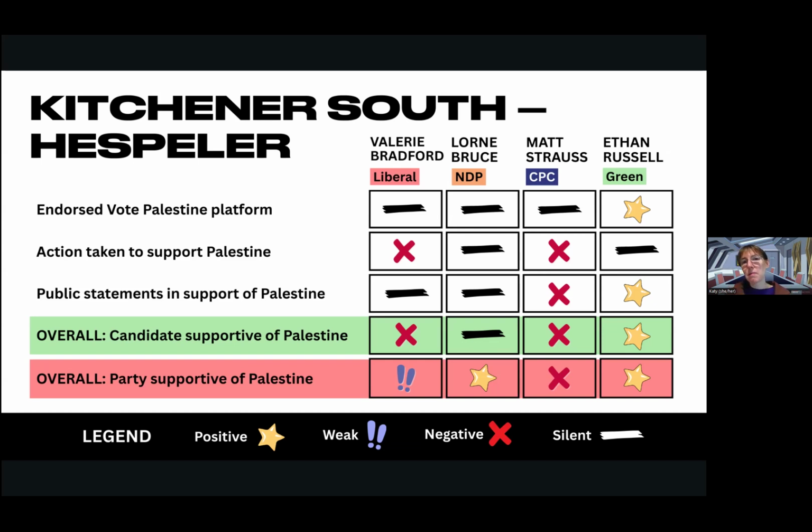So the amendment that I'm going to make to this is that Lauren Bruce has made positive public statements in support of Palestine. Some of our volunteers have spoken with him at different events. Specifically, there was a town hall in Kitchener South Hespeler last week, a candidates forum, and one of our volunteers asked a question of all the candidates, and Lauren had an emphatic yes that he supports a two-way arms embargo.